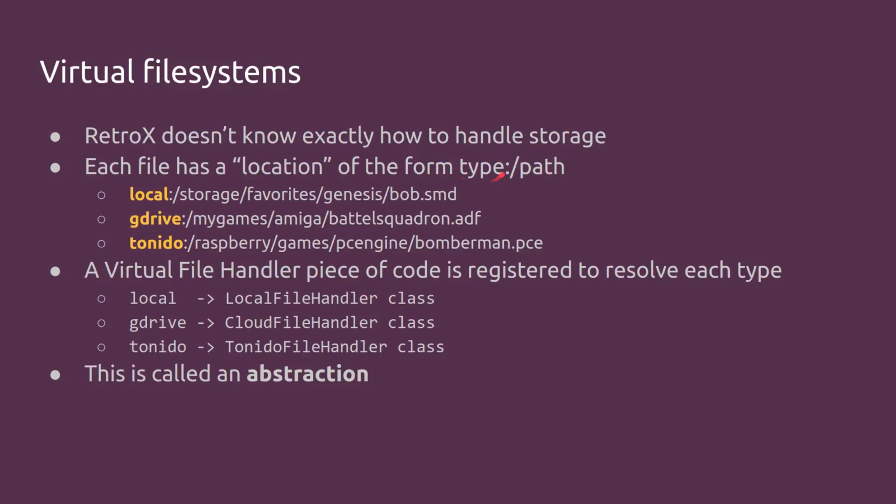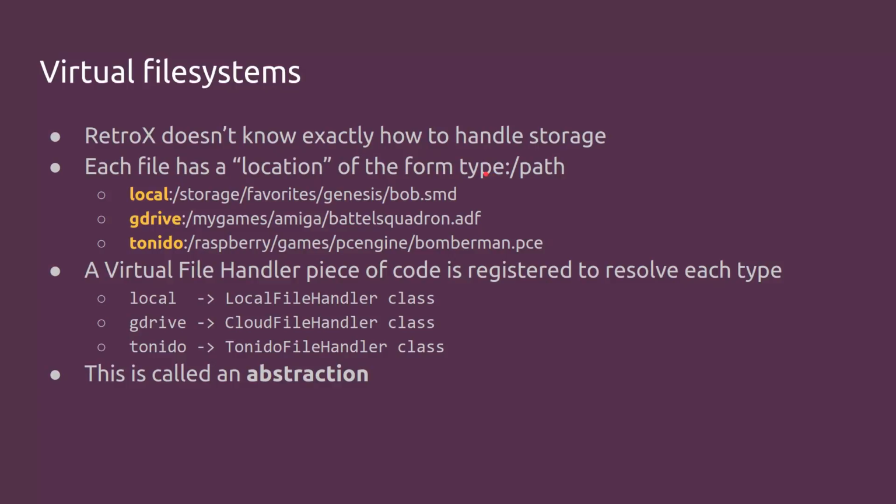The type defines the storage of the path. For example, the type local is for all the games that are stored in local storage. So this path is inside the device. But if I use a different type, for example, G drive, this type indicates that this path is in your Google Drive account and not in local storage. The same for Tonido, for example, another cloud service. This indicates that the file is in your Tonido storage in this path.